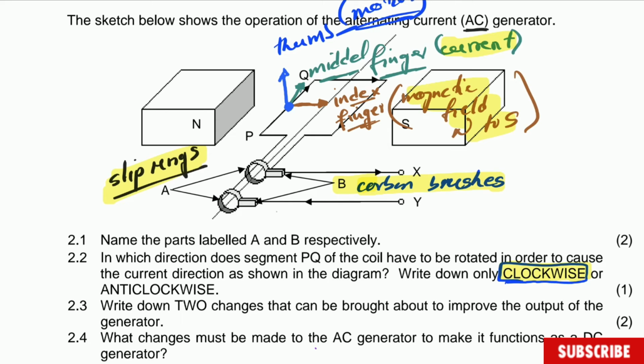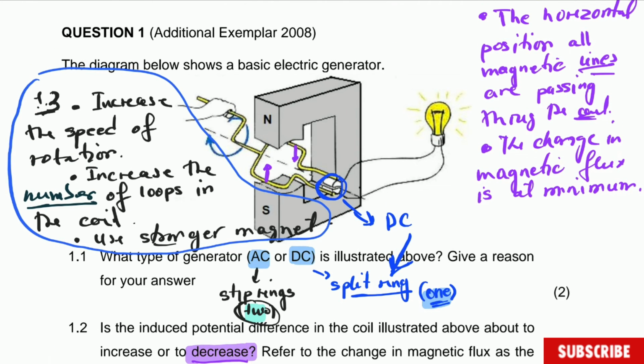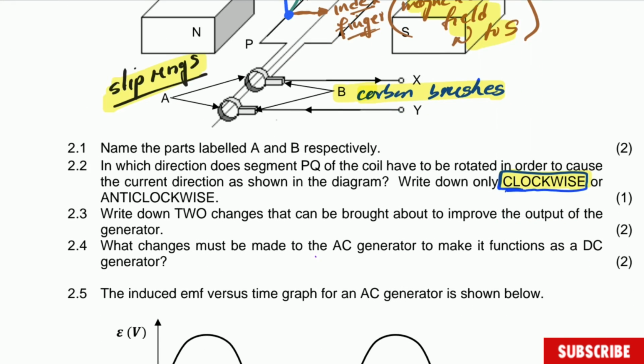Write down two changes that can be brought about to improve the output of the generator. Guys, this one we are not going to answer here. I just fixed this, the letter and number were written completely wrong. This one here is the answer for that question: the changes you can make to make the generator work better. Remember, when we say the generator works better, all we're speaking about is producing a greater EMF or a bigger current. That is the purpose of the generator, guys. I'm not going to write it out, watch the answer.